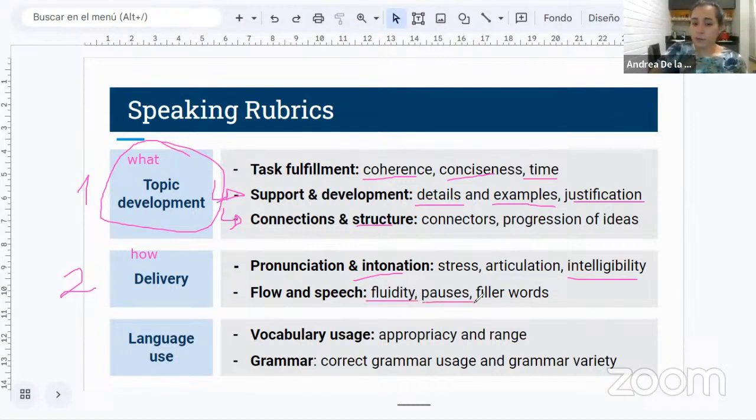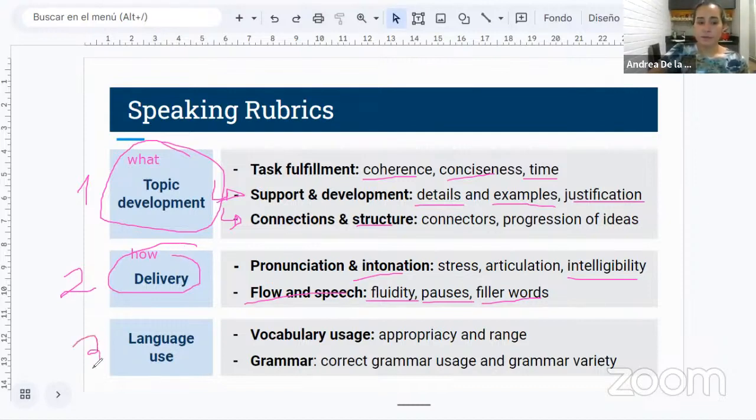Are you making a lot of pauses maybe? Are you stopping too much to think? Are you saying "like" all the time? Maybe you're using too many filler words, like maybe you're using "like" a little bit too much. How much your speech flows, that's delivery: how you speak, how clear you speak, how fluent you are. And that's it.